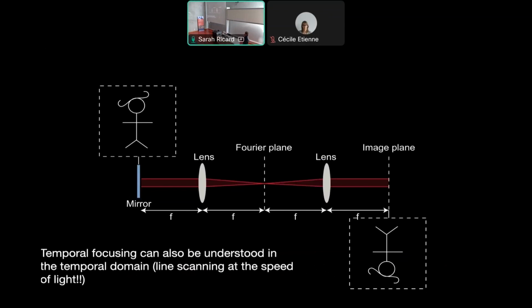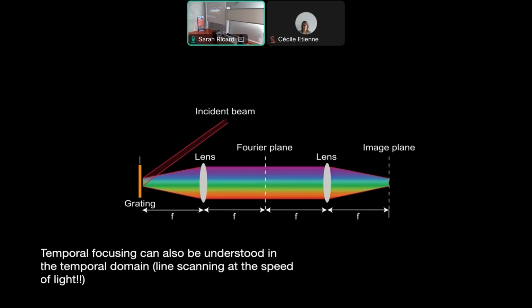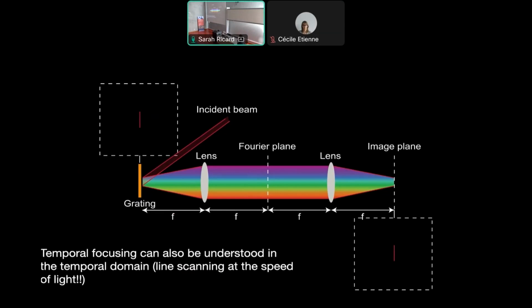There's another way that we can think of to explain this phenomenon, which is line scanning at the speed of light. So take my incident beam. If I were to put a mirror here, my beam wouldn't go into my microscope. It would be totally diffracted, reflected away. Now, if I replace this with a grating, at any given moment, my intersection between my beam and the grating is a line. So at any given moment, I have a line here and a line here. And now, of course, my axial resolution is improved because there's just no way that photons will arrive here and arrive here to excite two-photon excitation.